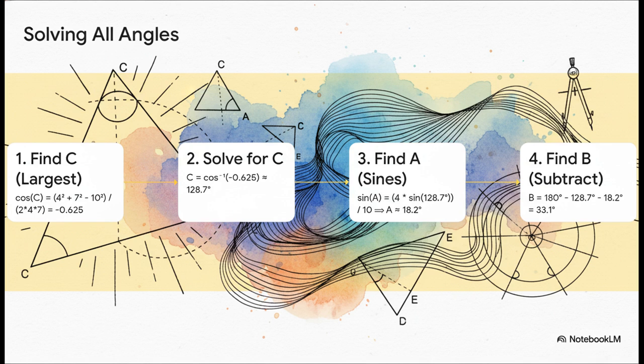Now here's the cool part. Since we found the biggest, trickiest angle first, we know the other two have to be acute. So now we can safely switch to the simpler law of sines to find angle A, which is about 18.2 degrees. And for the last one, angle B, we just subtract the other two from 180, which gives us 33.1 degrees. See how smooth that was?